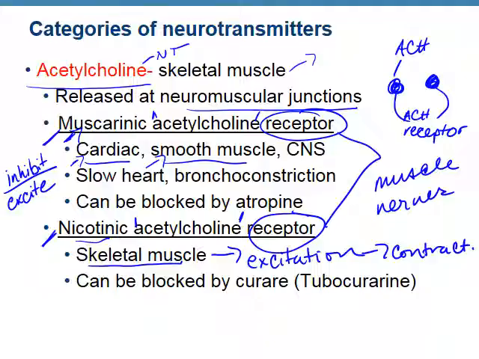response in a postsynaptic neuron. This is why I could give you a block just for your skeletal muscles. So you go into surgery and I don't want you wiggling around on the table, so I can block your skeletal muscle excitation and contraction because I can block specifically nicotinic acetylcholine receptors. But I don't want your brain or your heart to shut down while you're in surgery. So I don't want to block your muscarinic acetylcholine receptors.